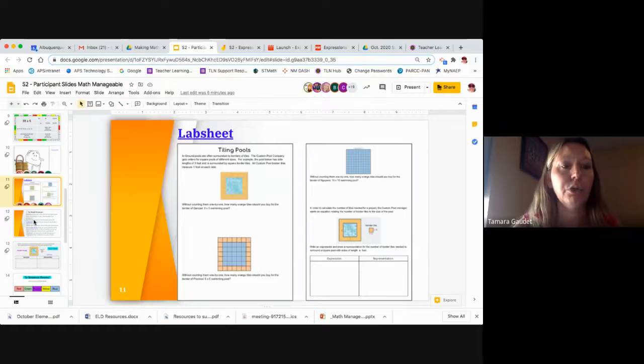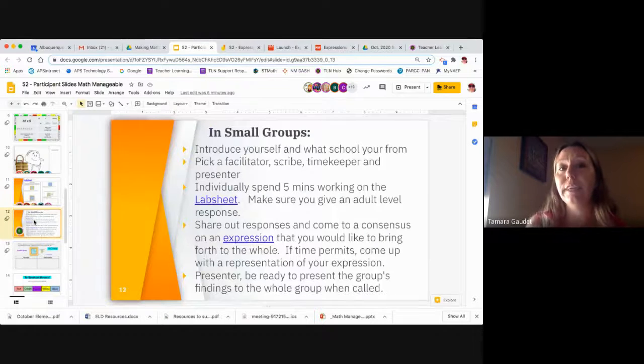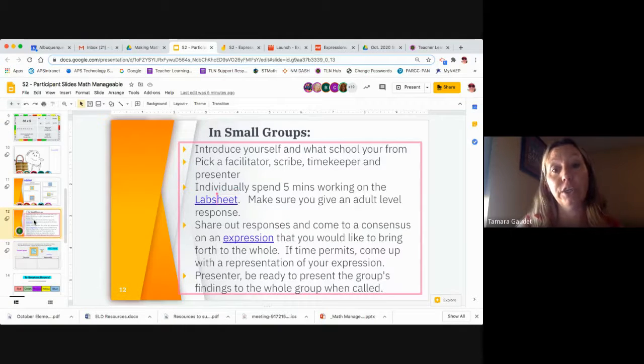Then here's what you're going to be doing in small groups. Once you first get there, introduce yourself and just say where you're from, what school. Then we'll need you to pick a facilitator that will help move along the questions and the discussion. You'll need a scribe. That's someone who's going to get in that Jamboard and actually type up what's going on.